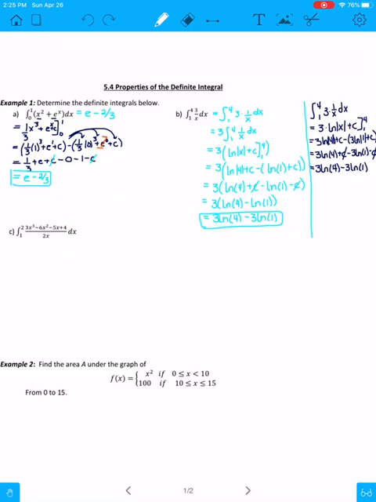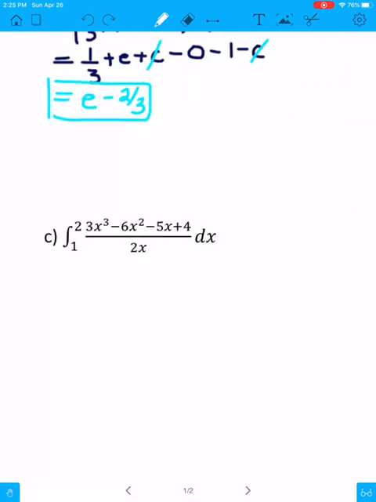So C, it's 4 terms over 1 term, and they all have x's. There's no square roots. So what I would do first is just divide every term by 2x before I would even try and find the integral.